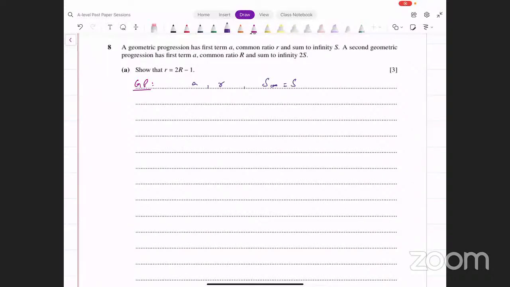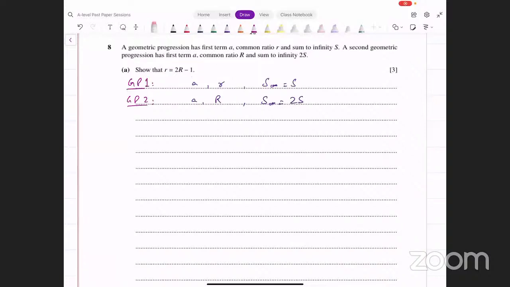There's a second geometric progression. So this is the first GP. This is GP1. And there's another GP. इसकी भी first term A है, लेकिन इसकी ratio capital R से उसने denote की हुई है, और इसका जो sum to infinity है, that is 2 times S. Okay, show that r equals 2R minus 1. इन दोनों में relationship find करना.